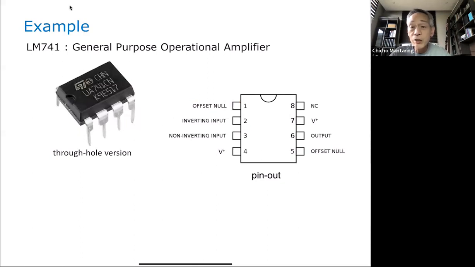By the way, may I ask, no? Maybe you can raise your hand na lang, no? Has anybody here already seen or used an op amp in an experiment?